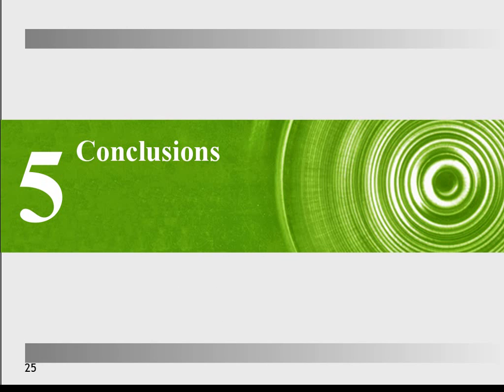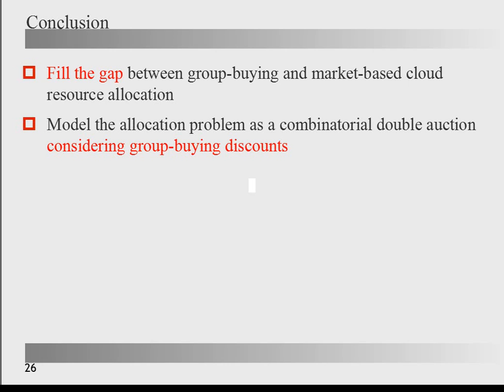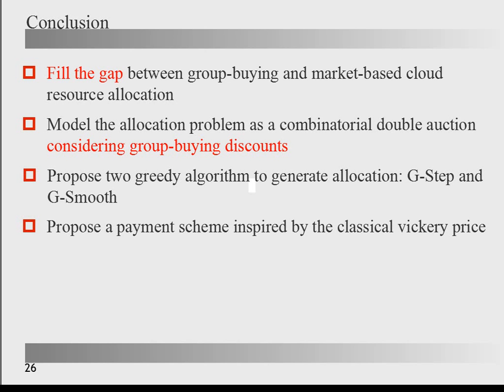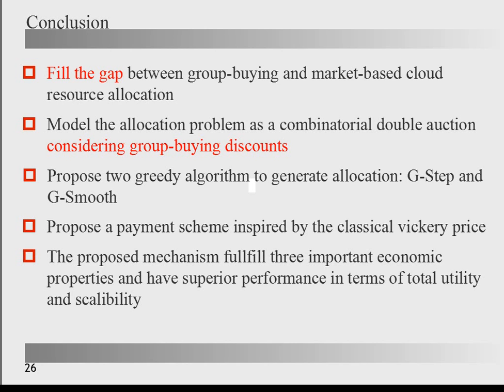Now I give the conclusion of this work. We fill the gap between group buying and market-based cloud resource allocation, and we model the allocation problem as a combinatorial double auction considering group buying discounts. To solve this problem, we propose 2 greedy algorithms to generate allocation, and a payment scheme which is inspired by the classical victory price. Finally, the proposed mechanism fulfills 3 important economic properties and has superior performance in terms of total utility and scalability.